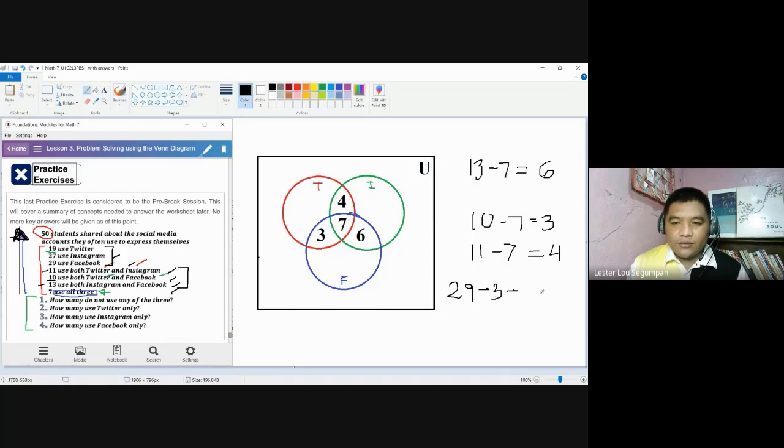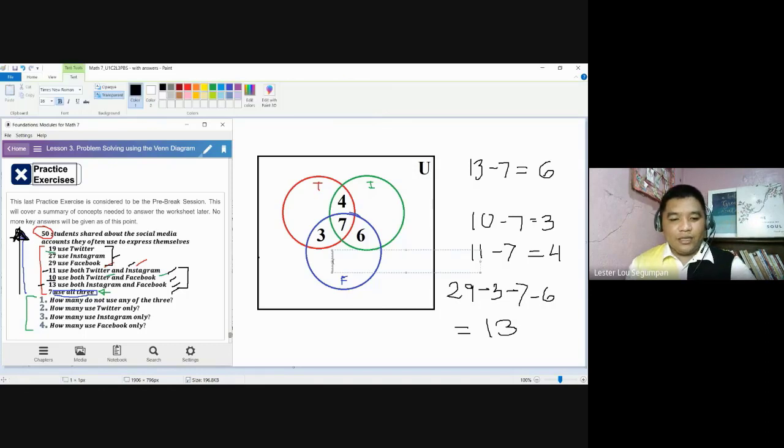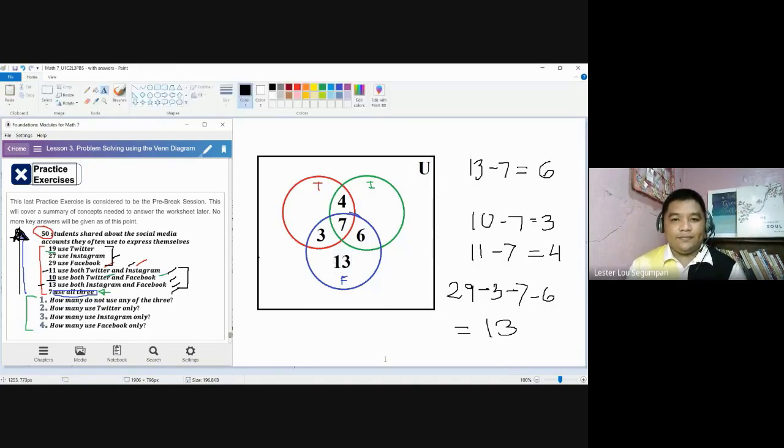Subtract again, this one, 7. And then the last number on the blue circular figure, 6. So you have 29 minus 3 minus 7 minus 6. You will get 13. And this is actually your answer here, 13. Again, we just need to check. Look at the blue circular figure and sum all of these items here, you will get 29.